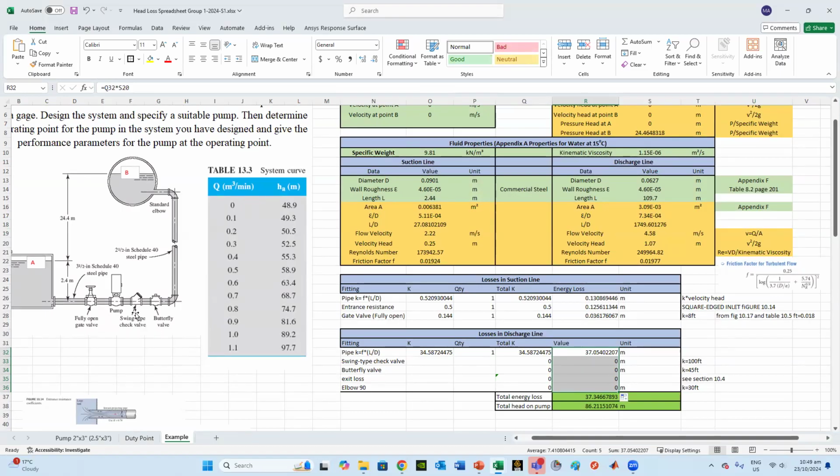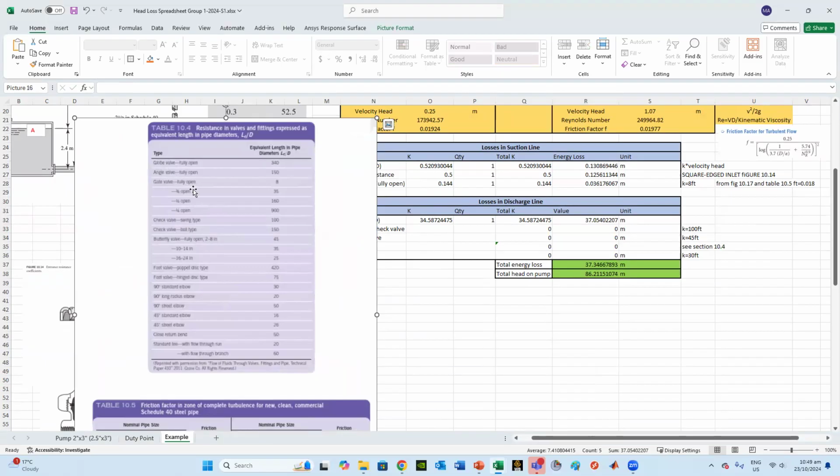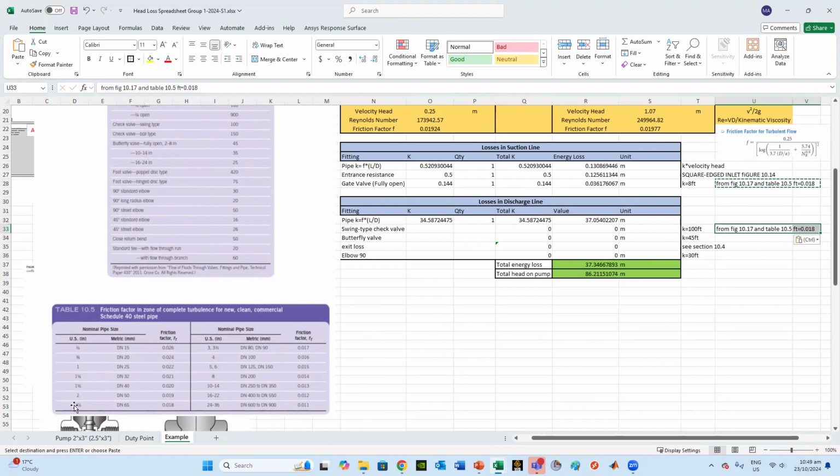We have another thing, which is the swing type check valve, fully open. Again, you can come to this table. Swing type check valve is 100 FT, and because it's in the table, we can write here 100 FT, and from that table you get the value 0.018. But sorry, you go to this one, 0.017, because now we're talking about the discharge line, so that will be 0.017, because it's 3.5 inch.